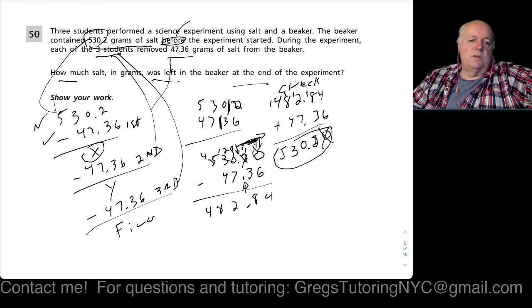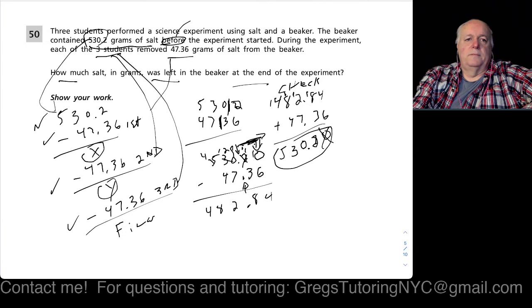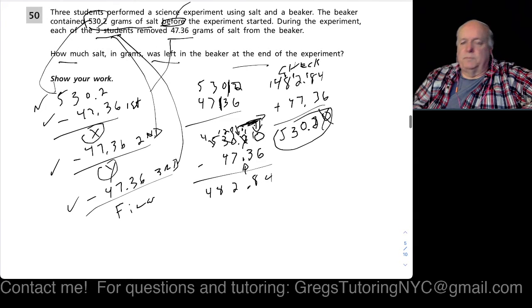So I'll leave it to you guys to subtract the y, to subtract it the second time and then the third time. What I'll do is instead show you an alternate way. So let me change the color just so we know we're not going to mix and match these different ways of doing it. So since we know there were 3 students doing 47.36, we can also do 47.36 times 3.